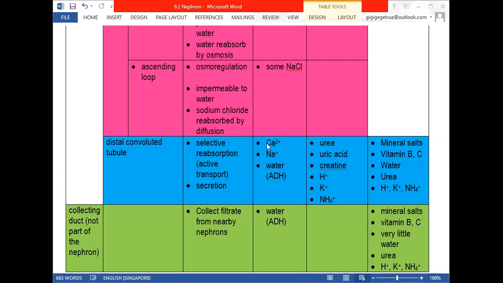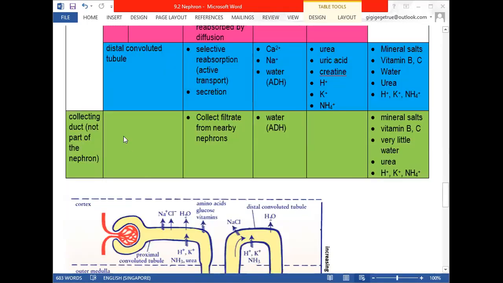So selective reabsorption of all these three will occur, while active secretion of urea, uric acid, creatine, hydrogen ions, potassium ions, ammonium ions will occur, where these substances are secreted from the blood and into the renal tubule. Okay, so then what is left in the glomerular filtrate? Now we have mineral salts, vitamin B, C, water, urea, and also the ions that is secreted into the glomerular filtrate earlier.